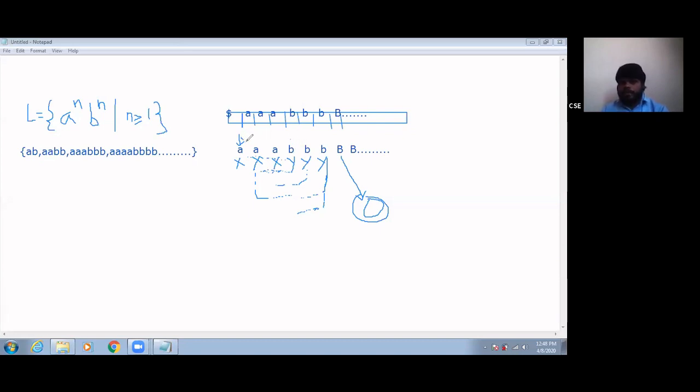This A I am replacing with X, and B I am replacing with Y. Next, again you go for the left hand side, you just replace A with the X, and again B with the Y. Again you go for this X on the left hand side, and you go for the Y, simple.